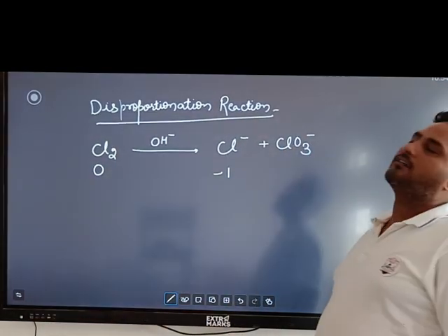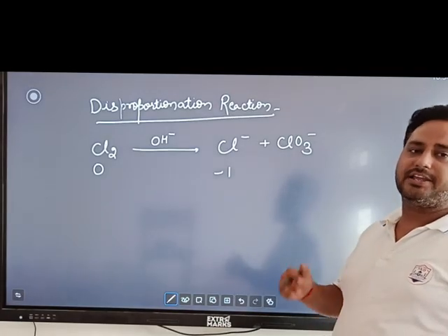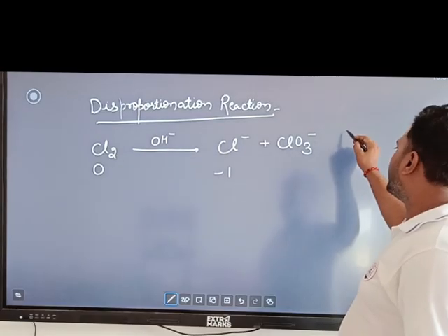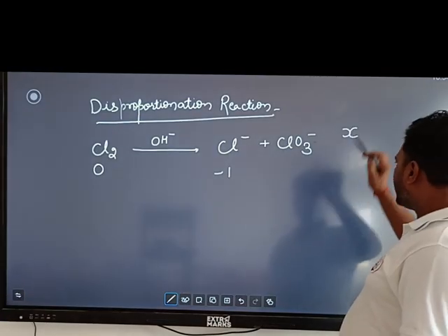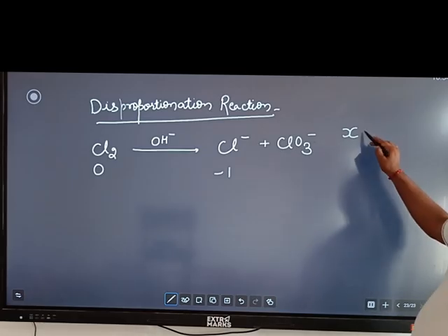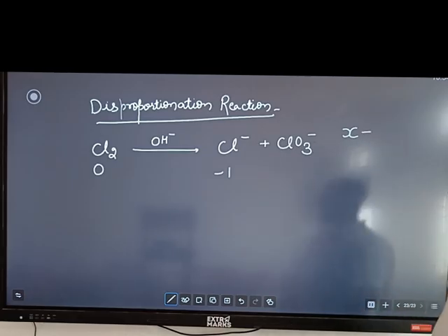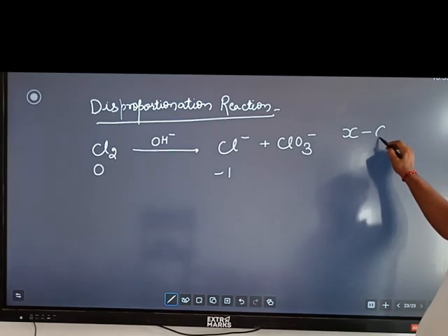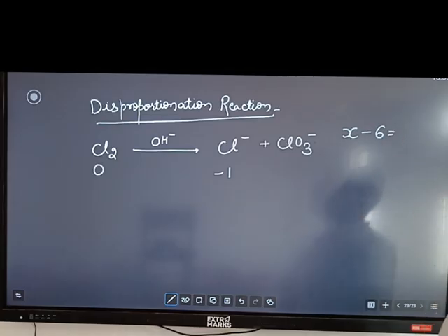So it is the compound of chlorine with the oxygen. It means here chlorine will show variable oxidation number. So we will calculate oxidation number of chlorine. So let oxidation number of chlorine be X and oxidation number of oxygen in its compound is -2 for one oxygen atom. So there are 3 oxygen atoms, so it is -6, and total of oxidation number is equal to the charge. So its total charge is -1.